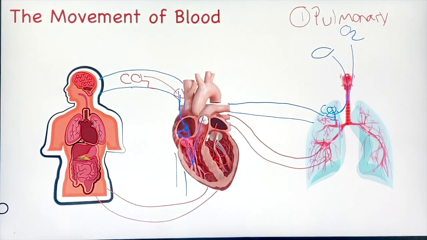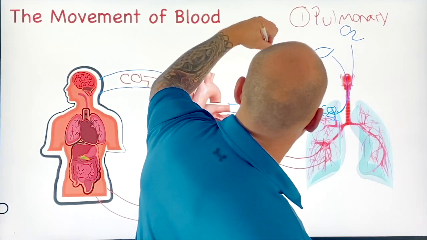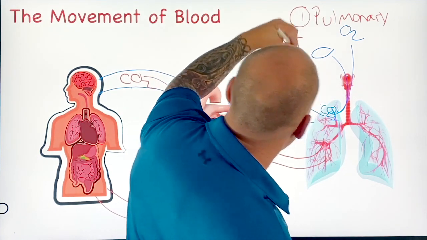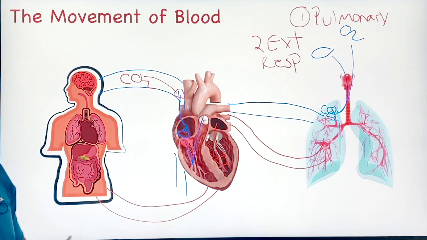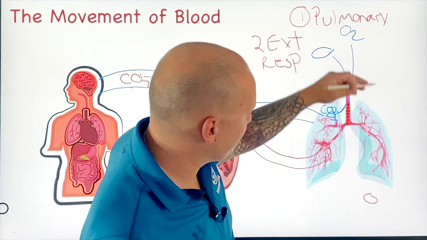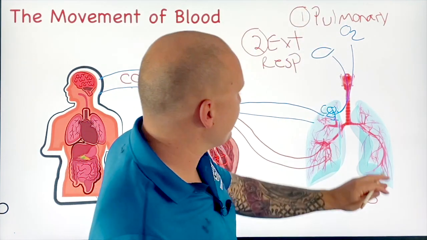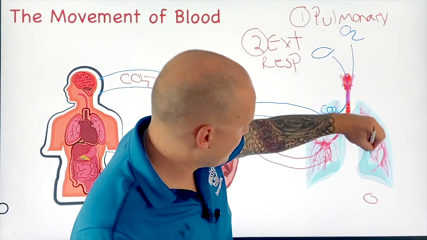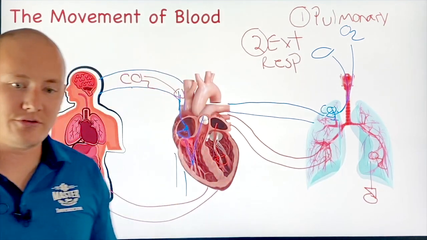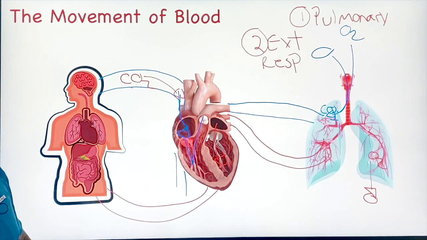Then we have something called external respiration, number two. I'm going to put EXT, external respiration. And external respiration is the movement of oxygen between the lungs and the blood. So if there's a red blood cell here, it's external respiration. That second piece is the transfer of oxygen, O2, from the lungs to those red blood cells. That's external respiration.